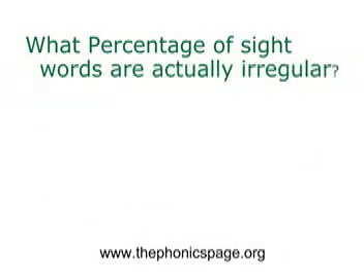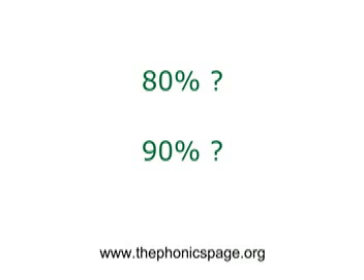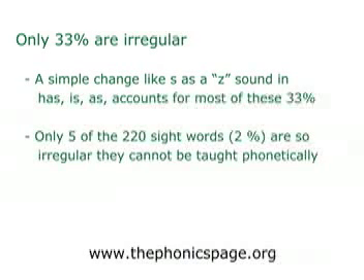What percentage do you think are actually irregular? 80%? 90%? Actually, only 33%, just a third of the Dolch sight words are irregular, and many of those irregularities are accounted for by a simple change. For example, S with a Z sound. Only 5 of these 220 Dolch sight words, just 2%, are so irregular they cannot be taught phonetically.